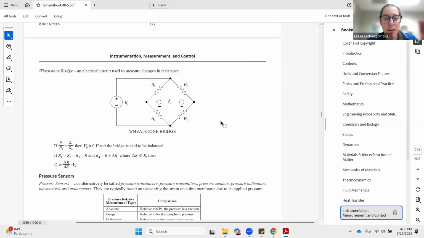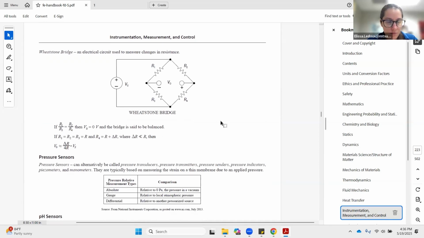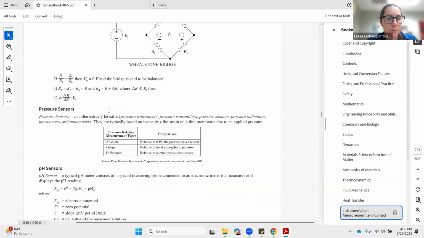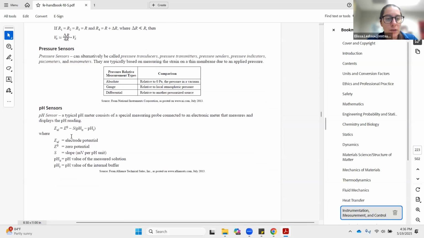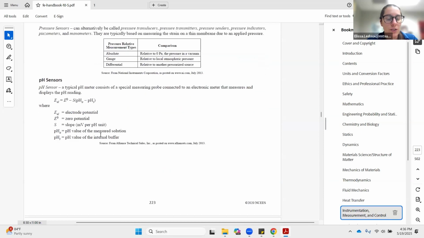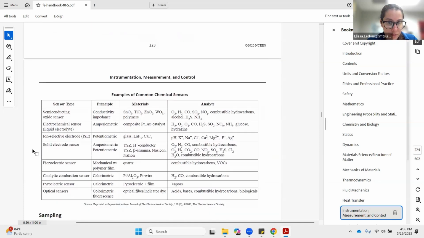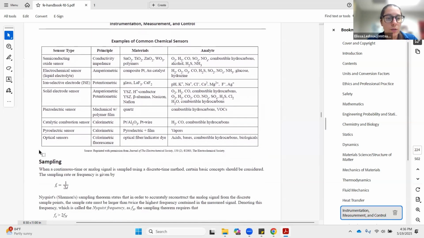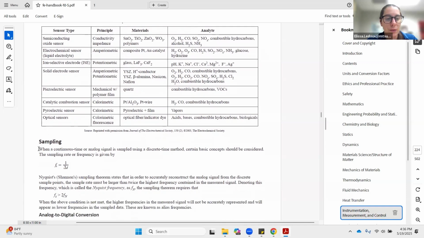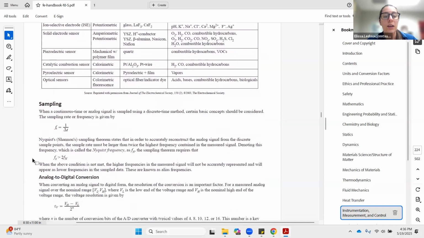So the Wheatstone bridge, you might get a problem on that. This basically tells you that if you have equal ratios, then the bridge is balanced. And if you don't, then the bridge is not balanced. Ideally, you want it to be a balanced bridge. Pressure sensors, pH sensors, pretty much just plug and chug with these formulas here. Chemical sensors, they might ask you something, but probably not a whole lot.